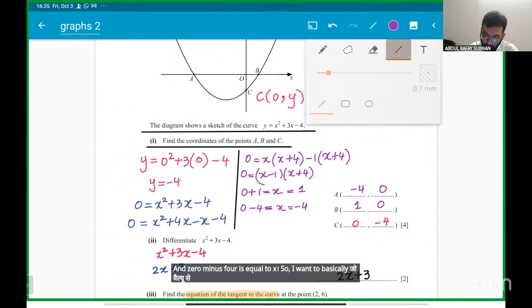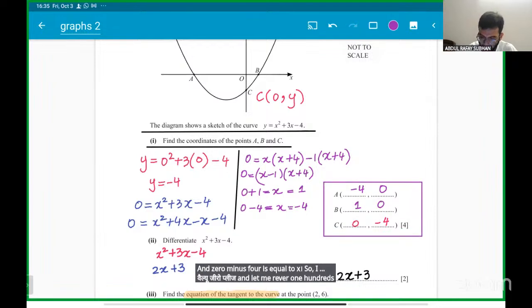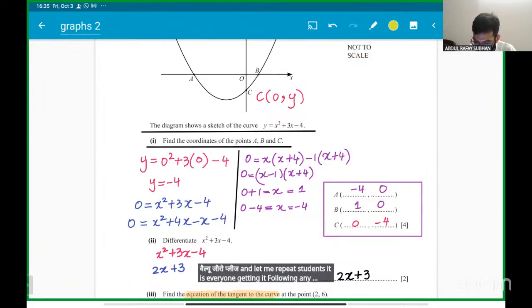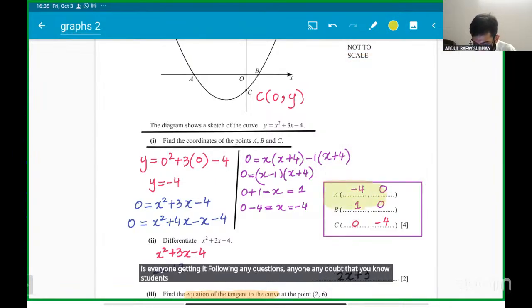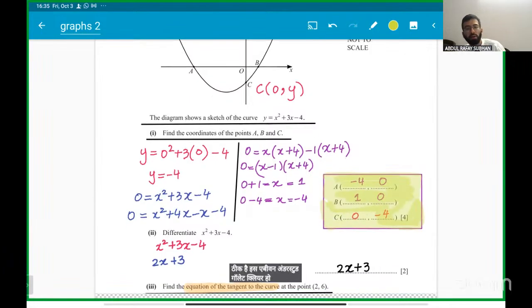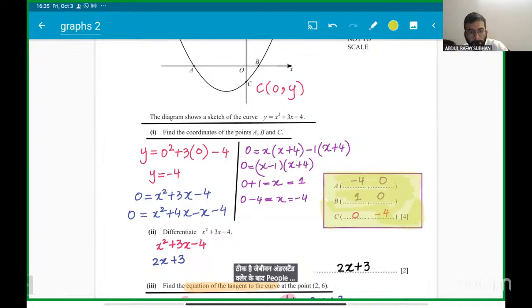Please have a look and let me know if everyone understands and gets this as well. People got it clear? Understood, students? Is everyone getting it? Following? Any questions? Anyone, any doubts? Please let me know, students. If anyone has any problems, any concerns. ठीक है, has everyone understood? Got it? Clear हो गई बात? People got this clear है?